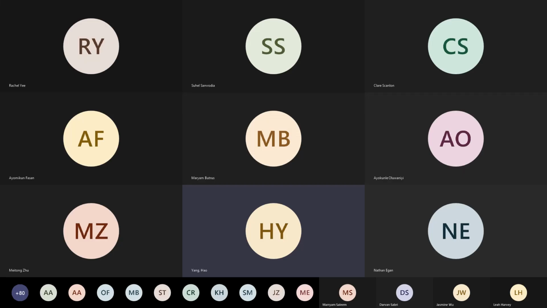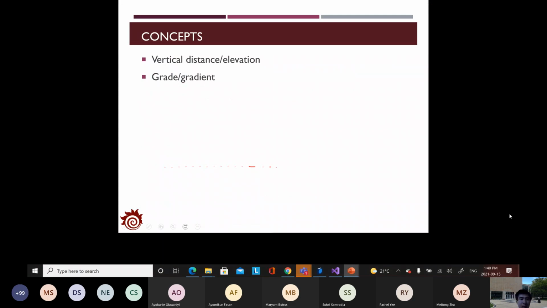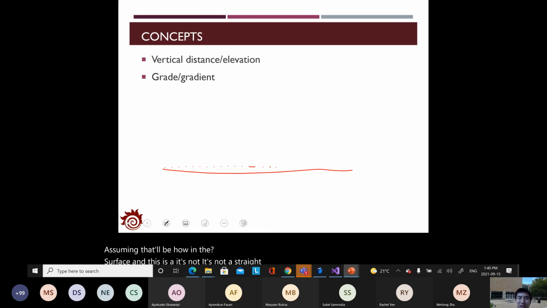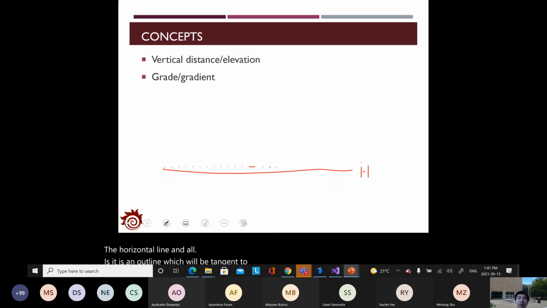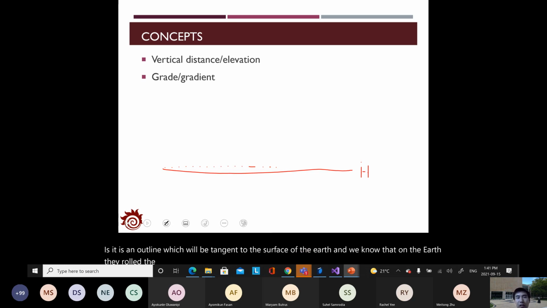Okay, so assuming that we have a surface, and it's not a straight line. Assuming that this is a horizontal line, a line which will be tangent to the surface of the Earth, we know that the actual surface of the Earth is not flat.